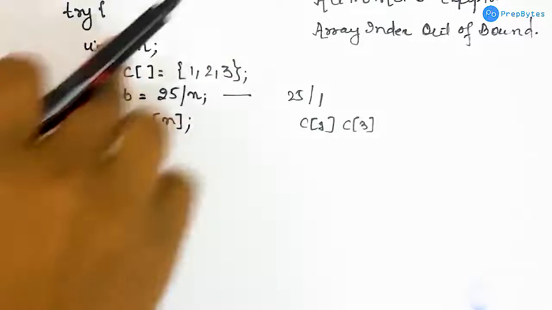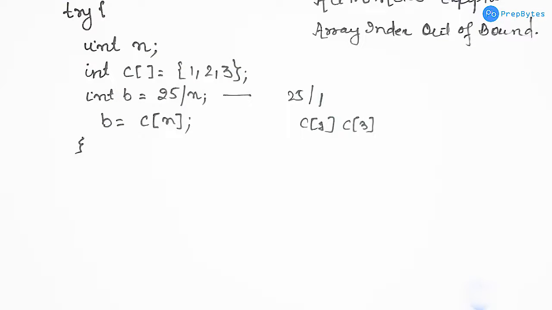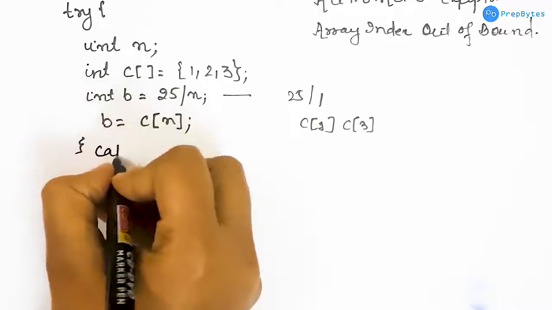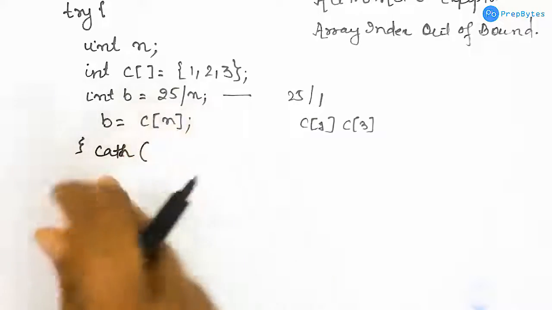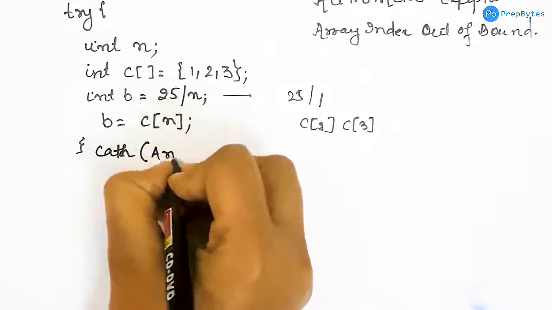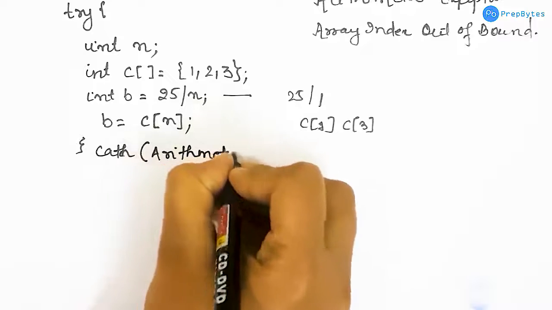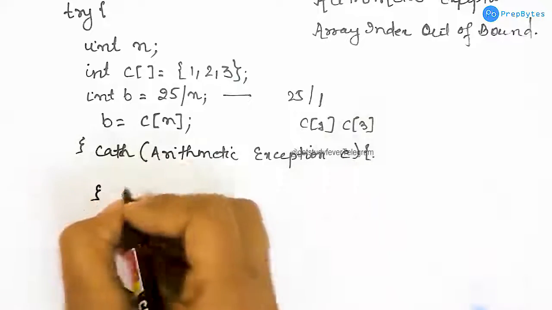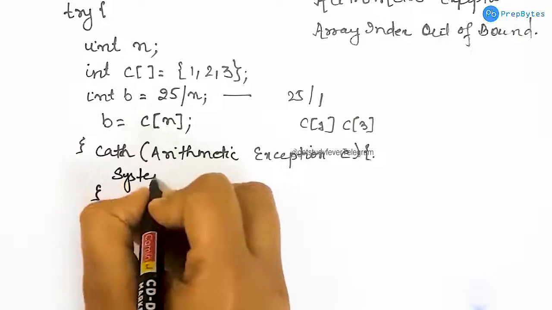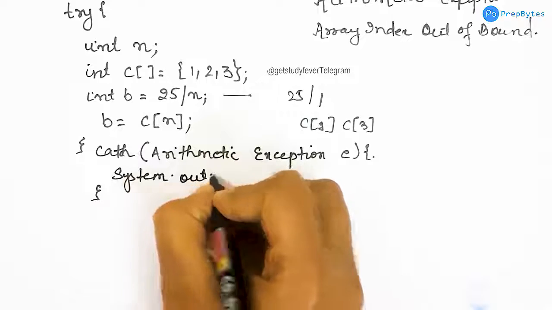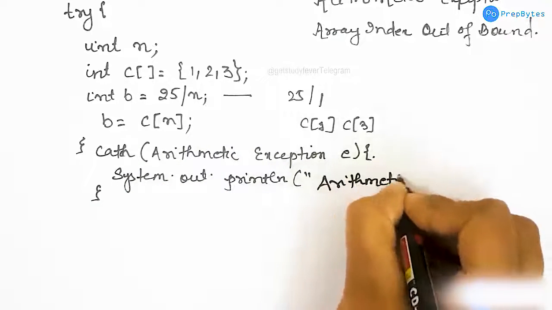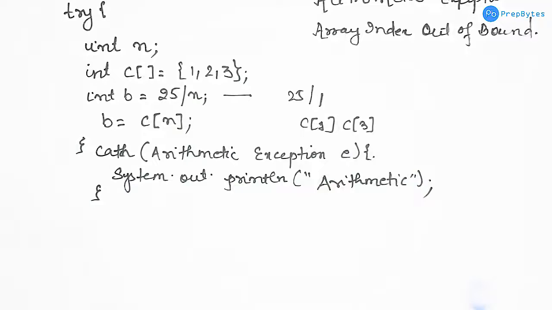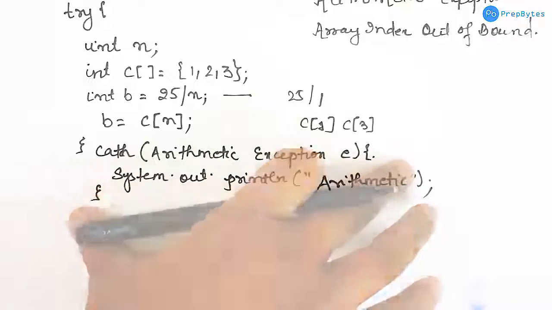So there are 2 exceptions that can occur in this particular try block. How can we handle multiple exceptions? We can handle multiple exceptions using multiple catch blocks. So what we can do is write catch, and then let's say I write a catch for arithmetic exception E, and let's say I try to print the exception. Whenever an arithmetic exception occurs, this particular catch block will handle it.